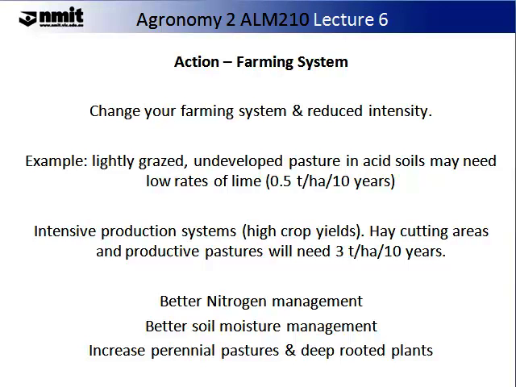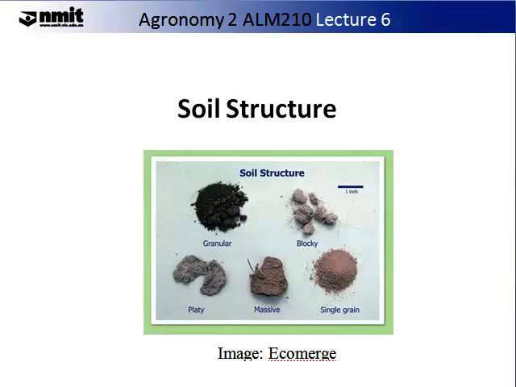You can reduce your nitrate by managing your nitrogen. You can also manage your soil moisture and increase the perennial pastures and deep-rooted plants. The last 3 actions will not assist if your soils are already too acidic, but they will enable long-term stability of your soil pH, that is, once you have your issues under control. Now let us consider soil structure.